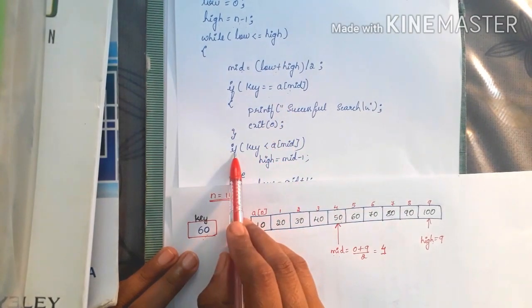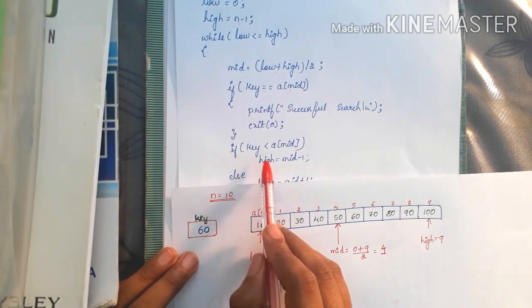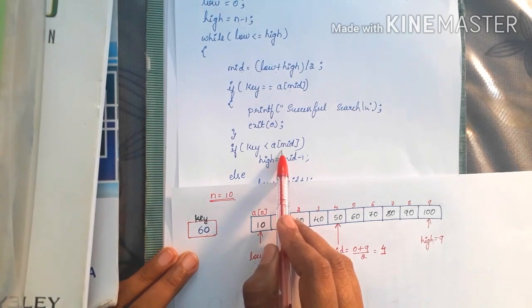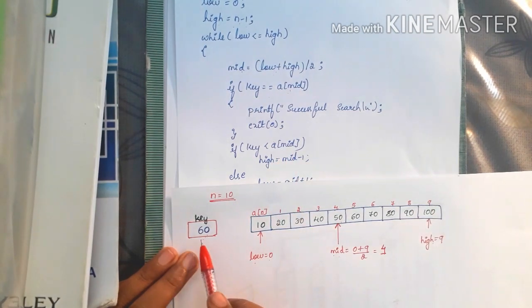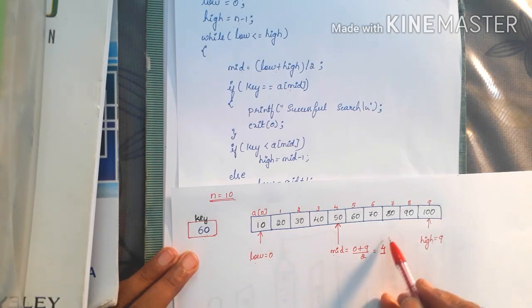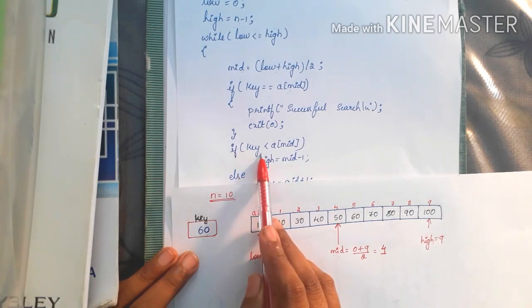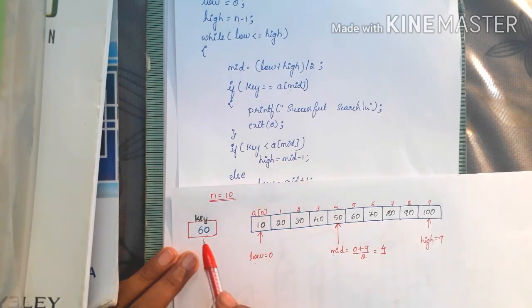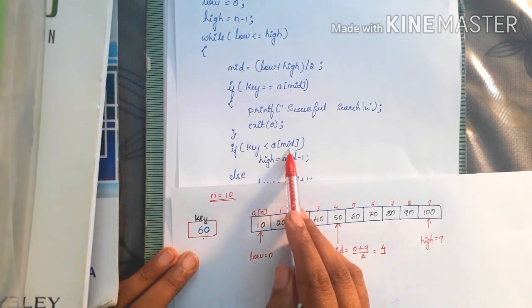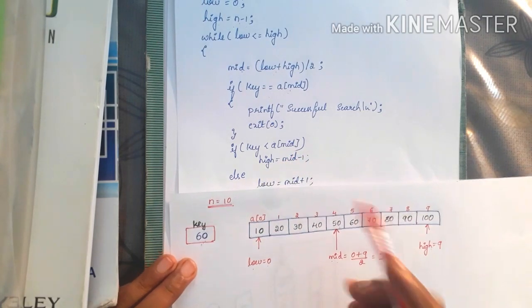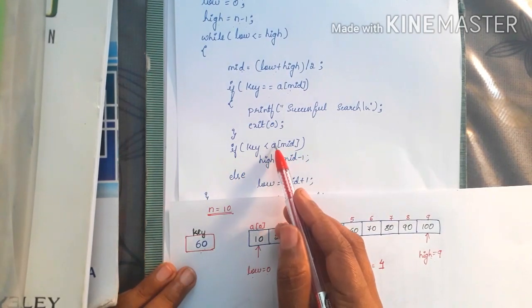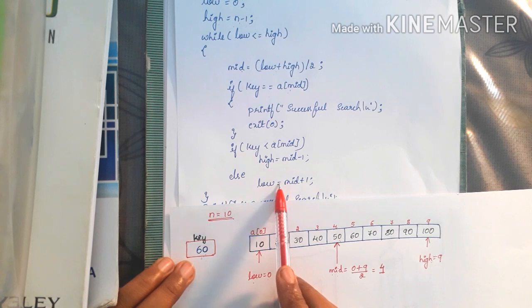Next, if key is less than A of mid. Now we need to check whether this key is in the first half of the array or in the second half of the array. So, is key less than A of mid? Key value is 60, A of mid is 50. Is 60 less than 50? No. So this if condition is false, control moves to the else part.